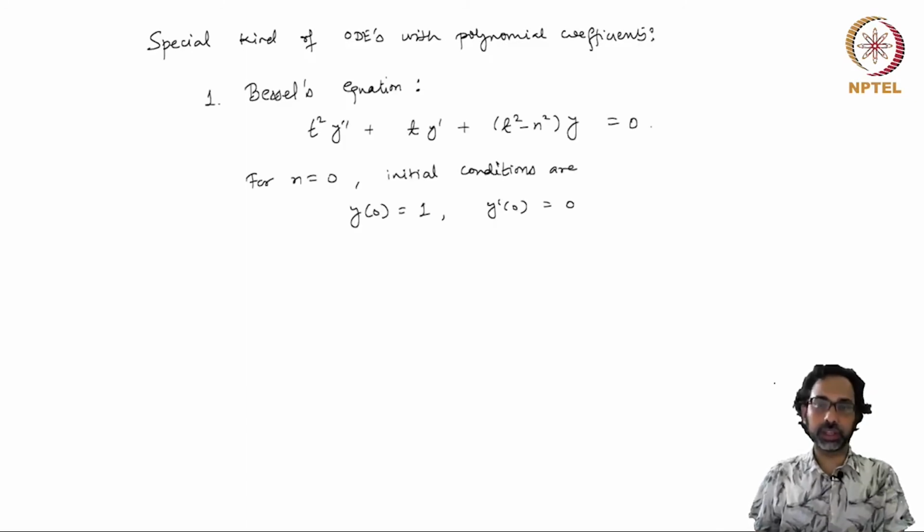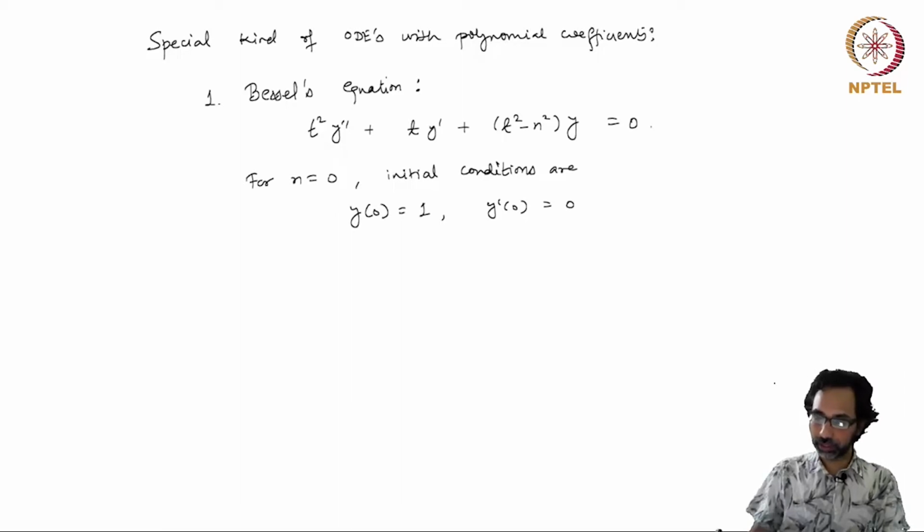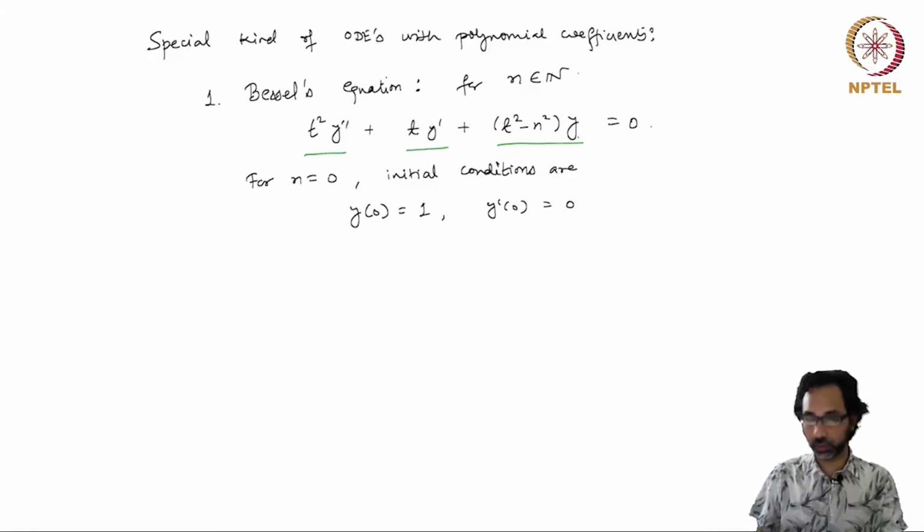So the first equation that we will look at is called Bessel's equation, and this is for any n, a positive integer. You have this equation t squared y double prime plus t y prime plus (t squared minus n squared) y equals 0. The solutions to these differential equations are called Bessel functions.